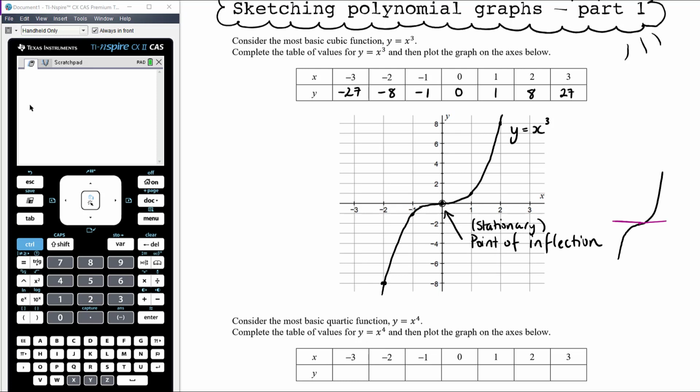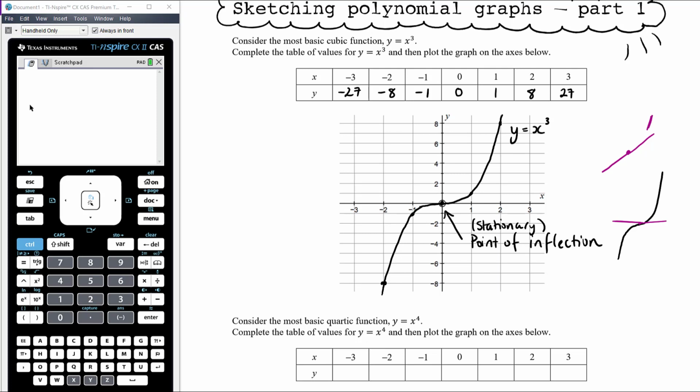Whereas if you were to have a non-stationary point of inflection and you drew the tangent at that point of inflection, it wouldn't be a horizontal line. By definition, a point of inflection is a point where, if you were to draw the tangent at that point, so a tangent being a line that has the same gradient as the curve at that point.